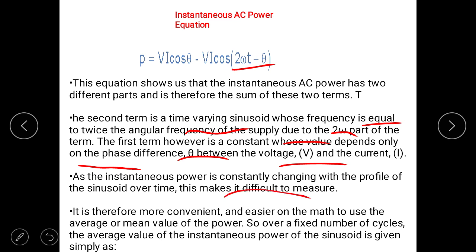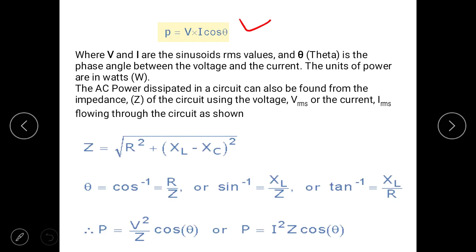It is therefore more convenient and easier on the math to use the average or mean value of the power. So, over a fixed number of cycles, the average value of instantaneous power of the sinusoidal waveform is given by P is equal to VI cos theta, where V and I are the sinusoid RMS values and theta is the phase angle between voltage and current. The unit of power is watt.